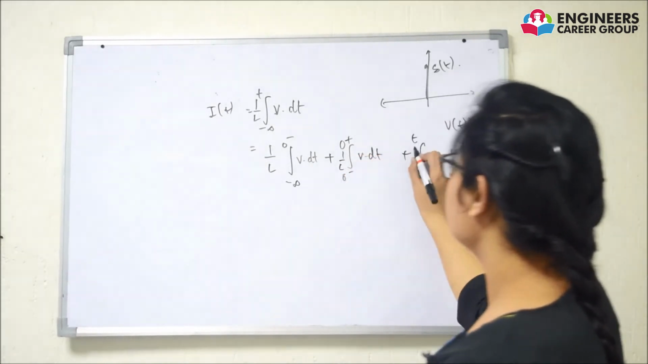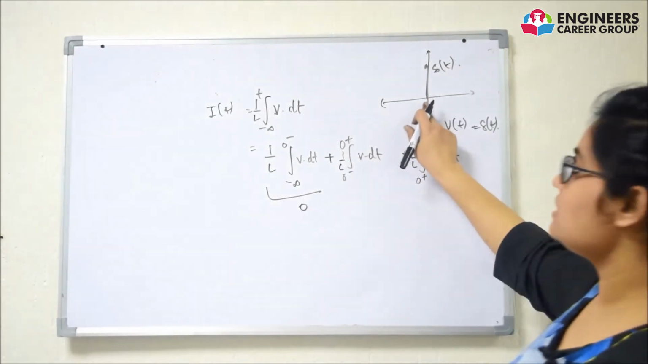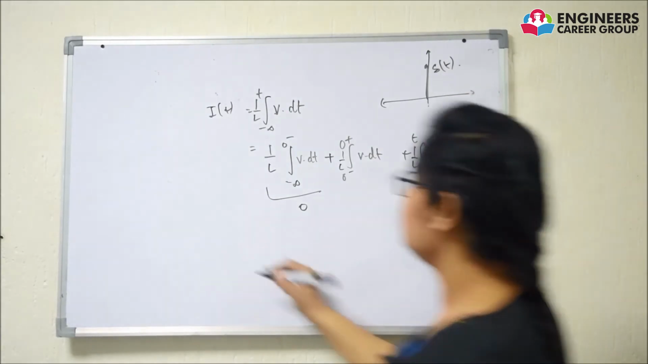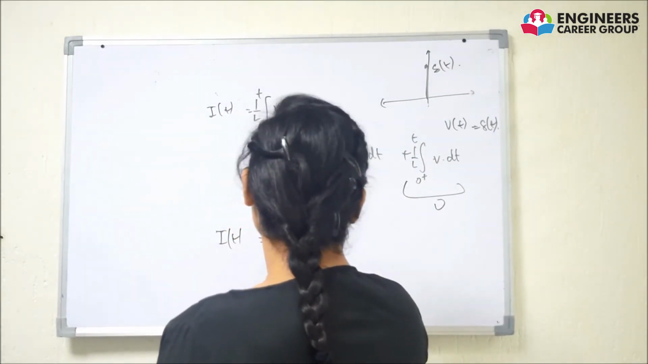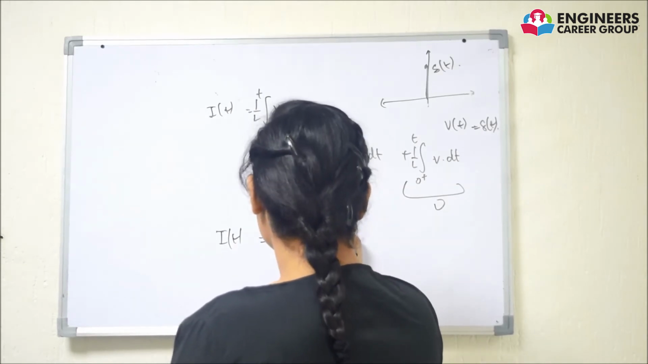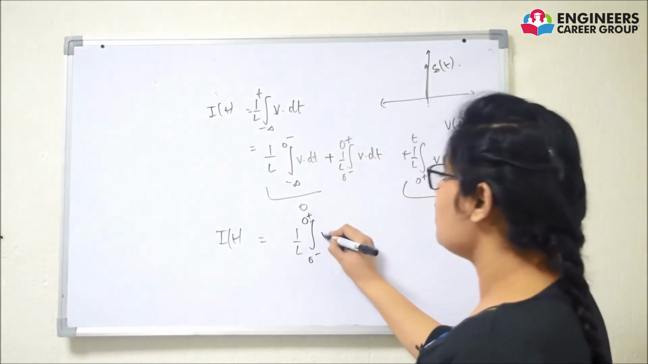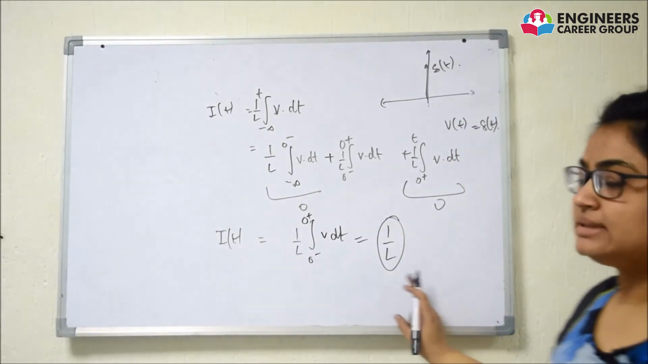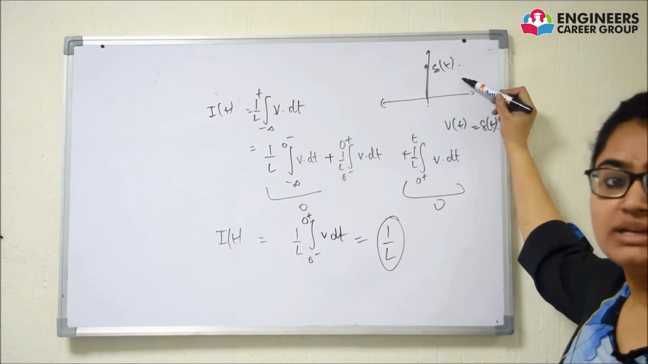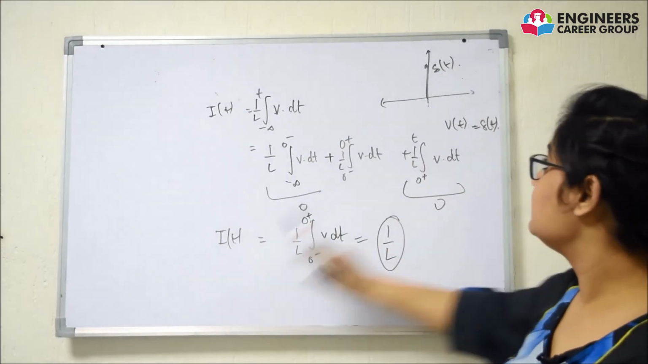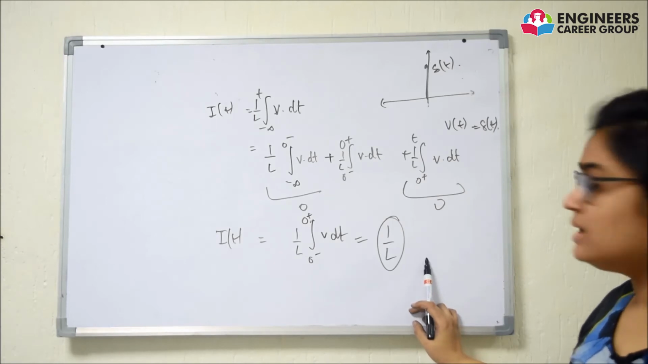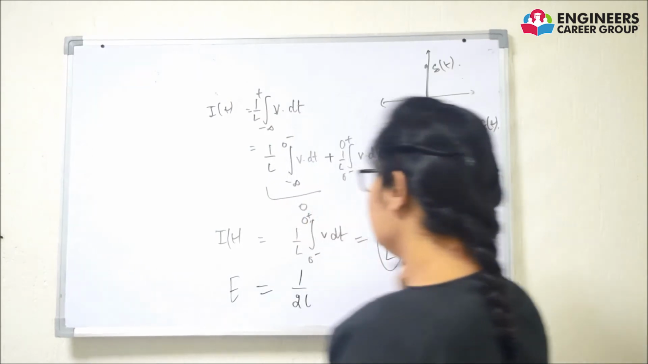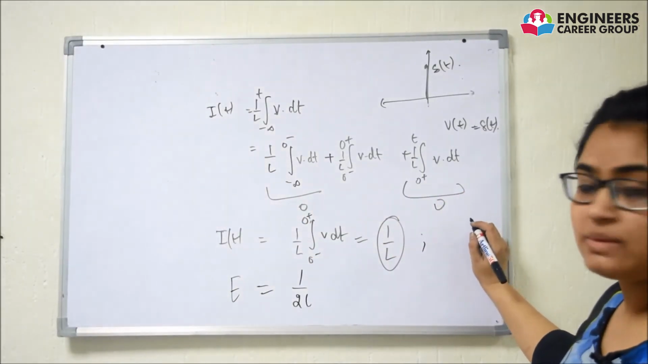Again 1 by L, 1 by L. This is 0 because we know delta is 0 for the whole left domain. This is also 0 because we know delta is 0 for whole right domain. Therefore, I of T will be equal to 1 by L into 0 negative to 0 positive of V dt. This will be equal to 1 by L. You can see that if we give an impractical source, that is delta T, the current in this circuit will be equal to 1 by L. Energy will be similarly equal to 1 by 2L, and you can derive the same expression for capacitor as well.